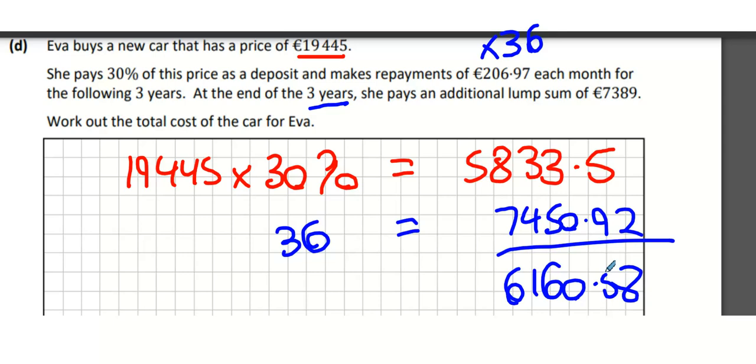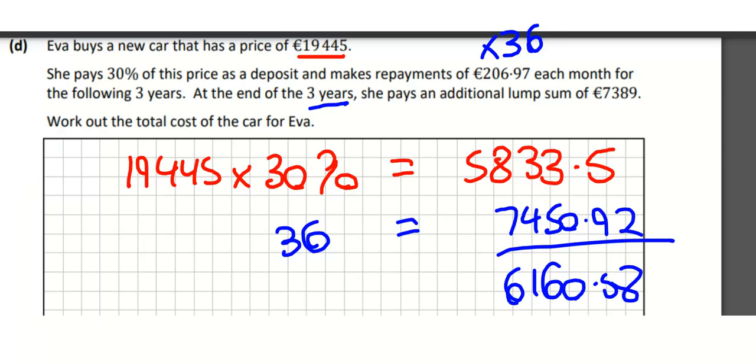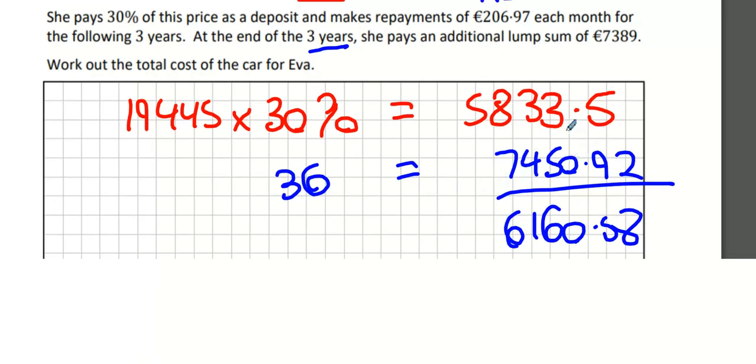You did 36 payments of 206 quid and you put a 30% deposit on it. But you have to add them together and take it away from the full price.